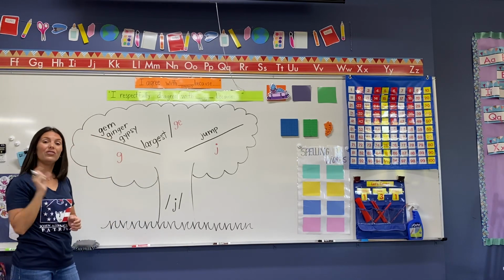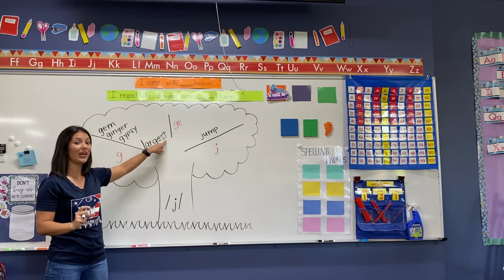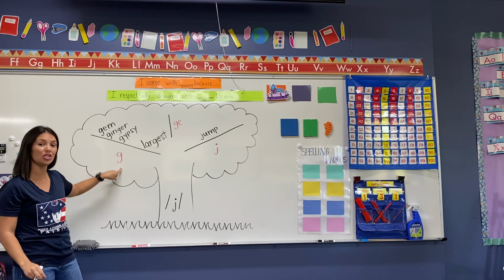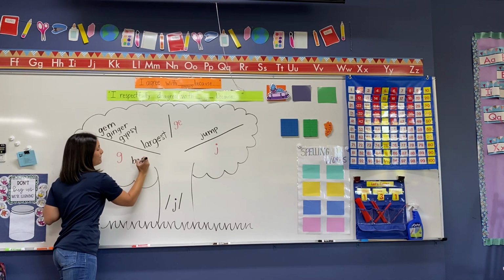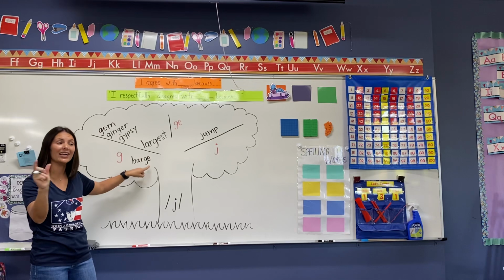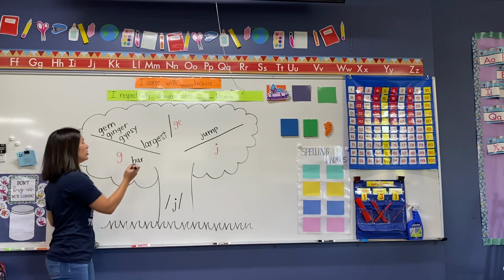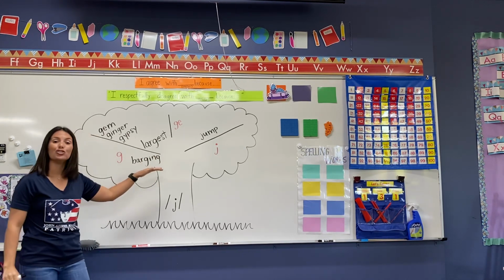Okay, so if the word has a GE, but you want to add a suffix, you get rid of the GE and you make it just the G spelling, okay? Or another word could be barge. You see that GE here? I want to add the suffix ing. So I'm going to get rid of that GE, barge, and I'm going to make it just a G and then add my suffix, barging.